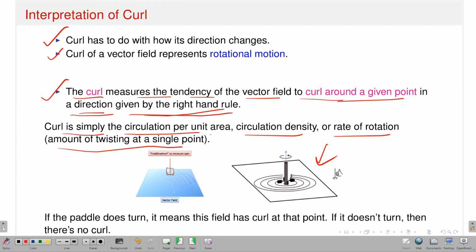For example, look at this one. This is what is called curl around the given point, and this is the direction, the kind of rotation it is giving. I have written that if the paddle does not turn, it means this field has no curl at that point. So if there is a curl, there should be a turn, there should be a rotation. That is the meaning of this interpretation of curl.